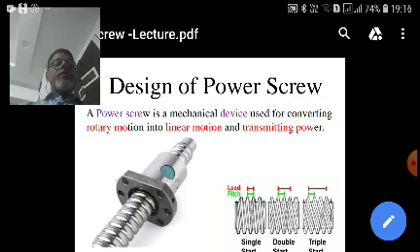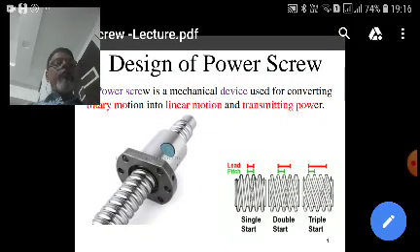You can see here in this picture, this is actually the power screw which you are using for the lead screw. And again in this slide you can see the thread profile. Here in this thread profile you can see the single start, double start and triple start. Now what do you mean by this start? Actually, there are two important terms in the screw. The one is the pitch and another one is the lead.